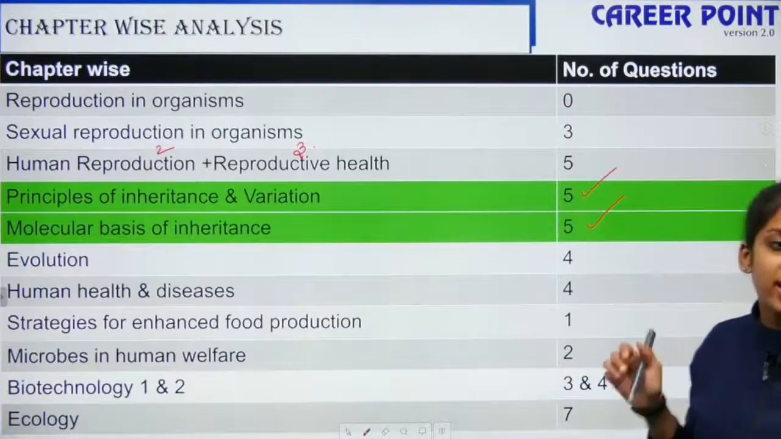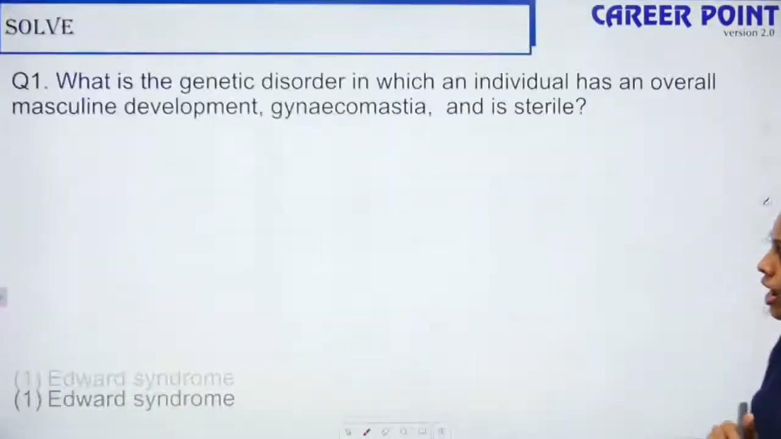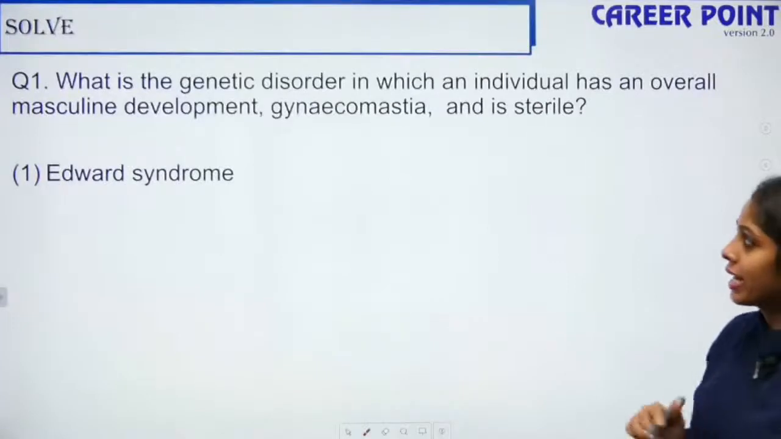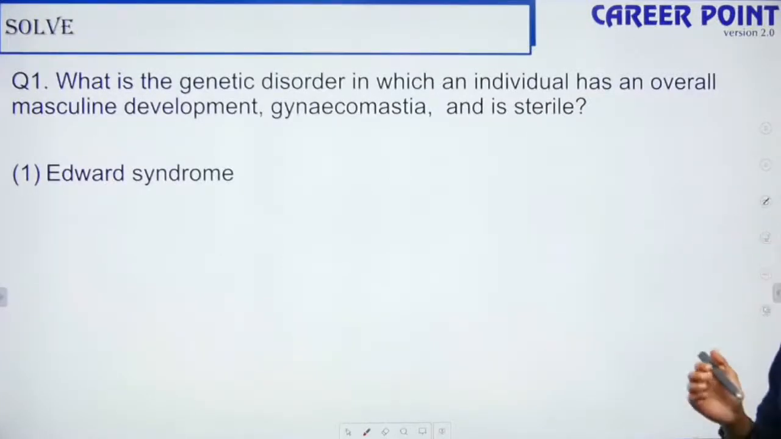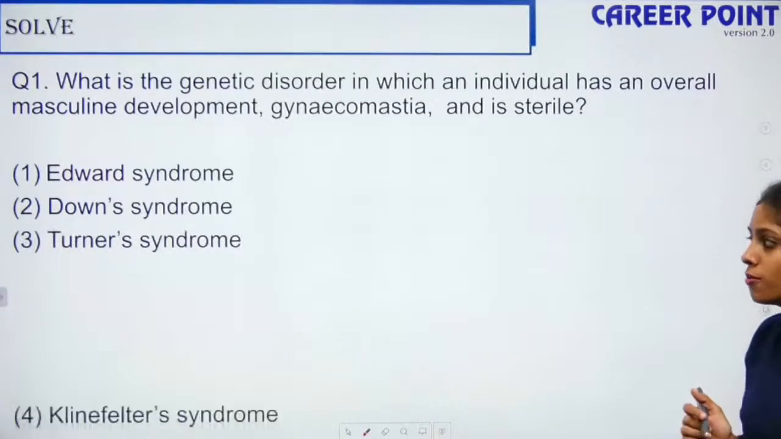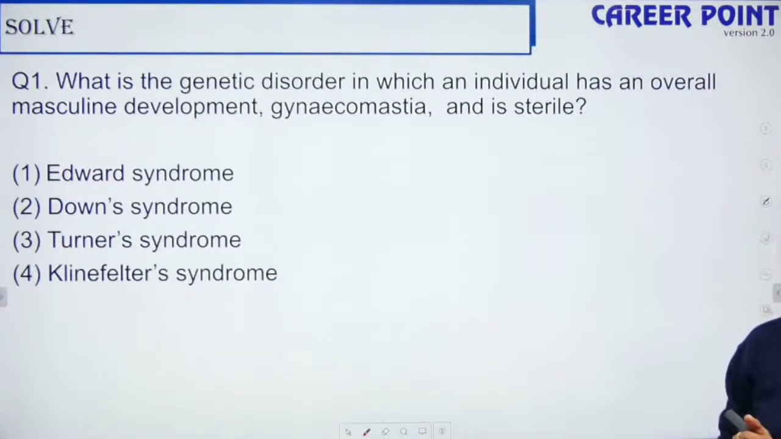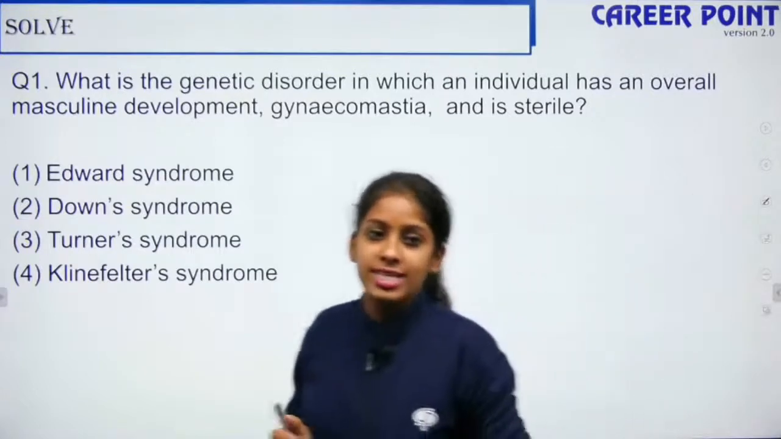So shall we start with genetics and evolution? Here we move forward. Question number 1, you have to give me answers quickly. What is the genetic disorder in which an individual has an overall masculine development, gynecomastia and is sterile? Edwards syndrome, Down syndrome, Turner syndrome, Klinefelter syndrome. Come on, quick.